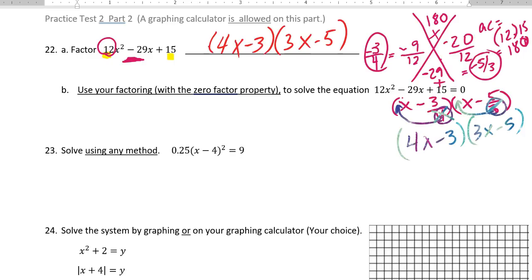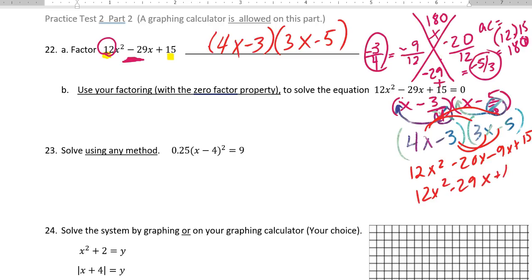And on the test, should I check my factoring? Yes. And the way I check is I use distribution or FOIL or box, whatever method you like. So this is 12x squared minus 20x minus 9x plus 15. And when we multiply it, we get our original problem, so we know we factored it correctly.